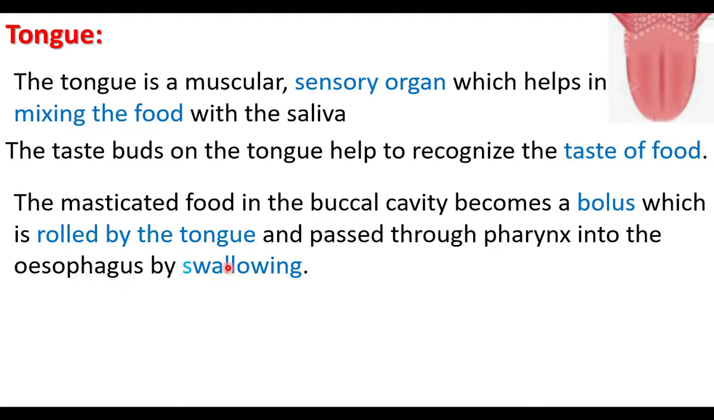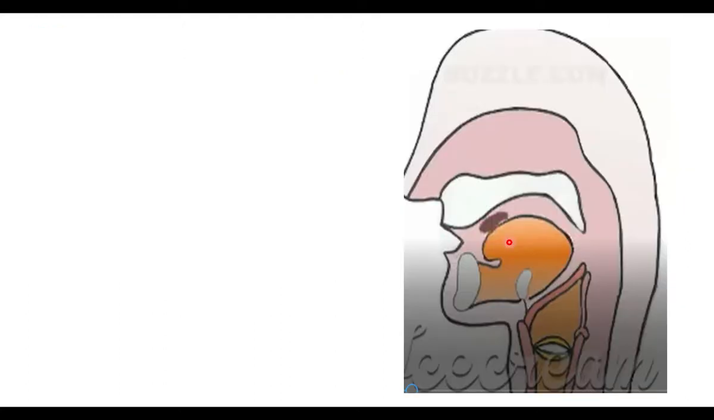Tongue helps in swallowing. What does the tongue do? It rolls the food back into the pharynx for swallowing. So while swallowing, we have to think one thing. This is bolus. The bolus passes. This is tongue. The tongue pushes the food back into the pharynx. This is pharynx. Nose also opens into the pharynx. Mouth opens into the pharynx. This is trachea or windpipe. The opening in the windpipe is called glottis.